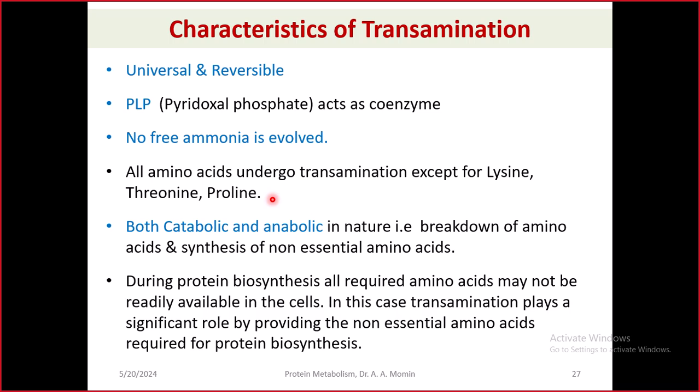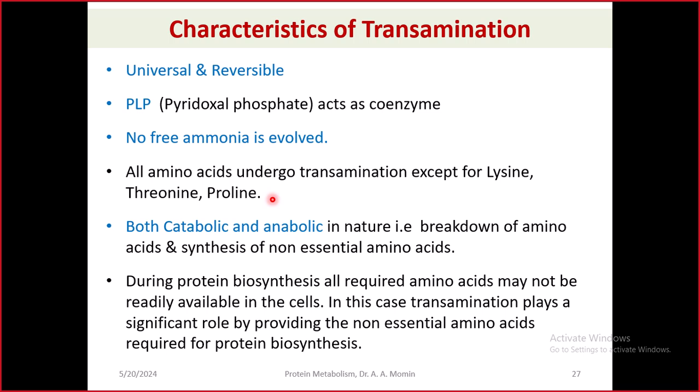During protein biosynthesis, all required amino acids may not be readily available in the cells, because as we know, there are two types of amino acids, essential and non-essential. Non-essential amino acids are synthesized in the body, but essential amino acids may not be present. Essential amino acids we take through diet. One of the important ways of synthesis of non-essential amino acids from essential amino acids is transamination. So essential amino acids can get converted to non-essential amino acids.